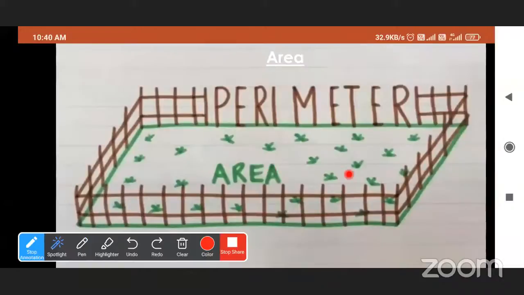See here, area is given. So area is the space inside the shape. Okay. What's the lesson name? Area. We will see how to find out the area of square and rectangle. Okay.